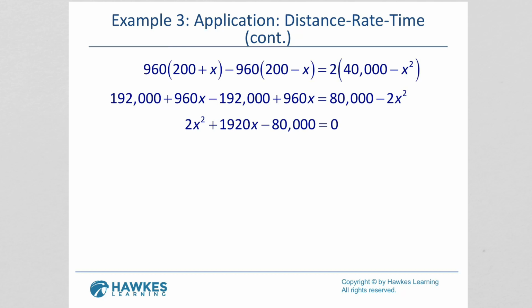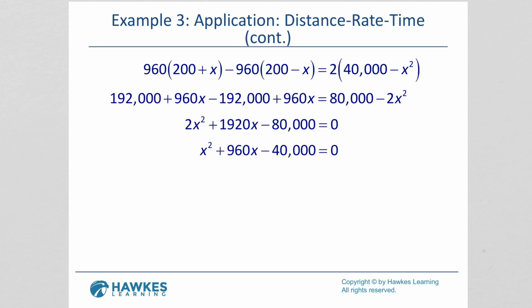So we have 2x squared plus 1,920x minus 80,000 equals 0. So that was collecting the like terms. So the 192,000s divide out. 960x plus 960x is 1,920x. We added the 2x squared and subtracted the 80,000.